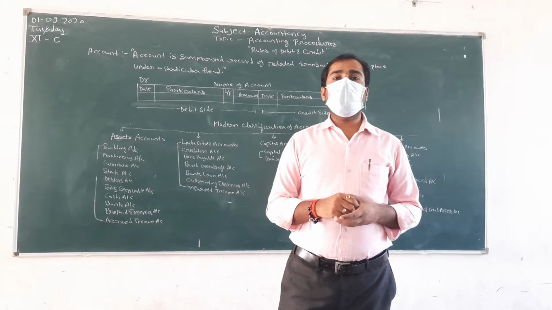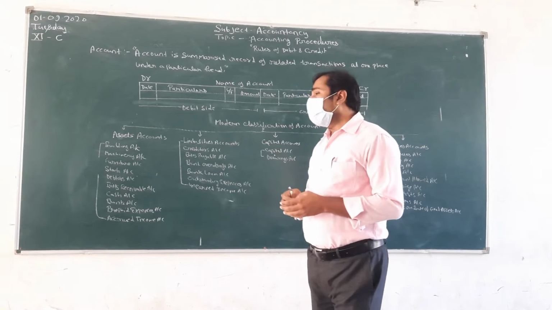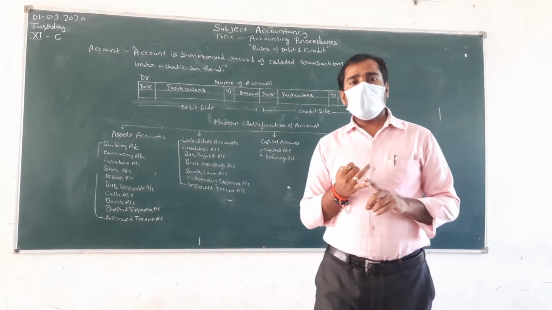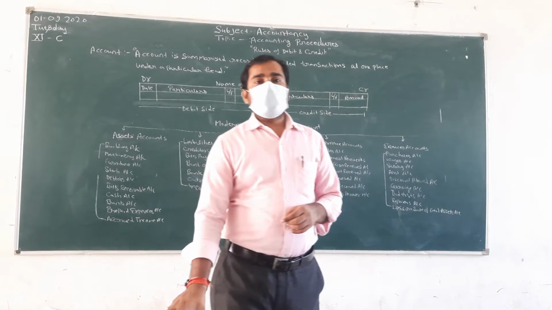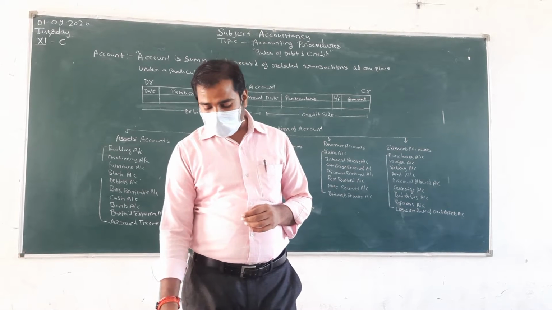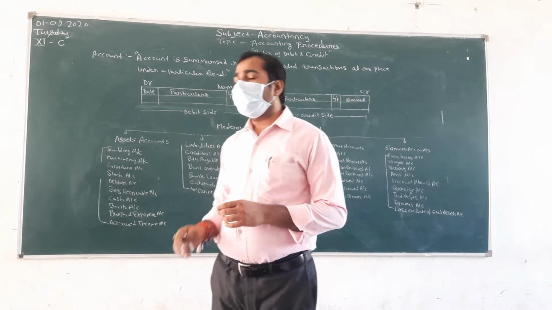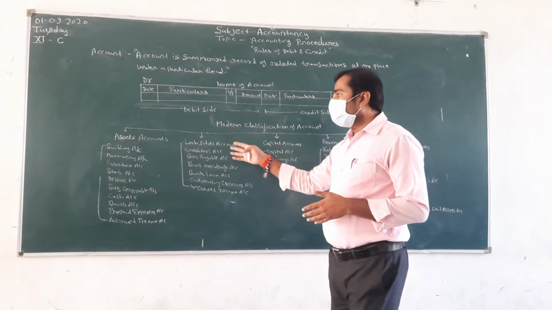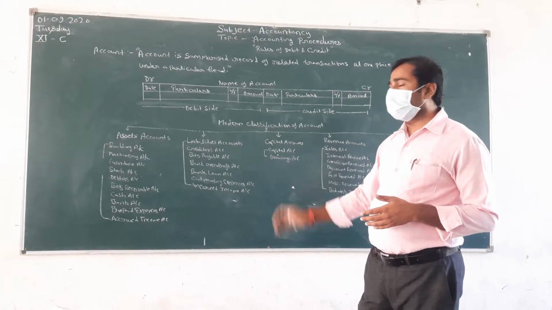Now we come to the approaches of the account. There are two types of approaches. One is the modern approach, and the second one is the traditional approach. First of all, I will tell you about the modern approach, and the modern approach of classification is written down here. Let me discuss it one by one.